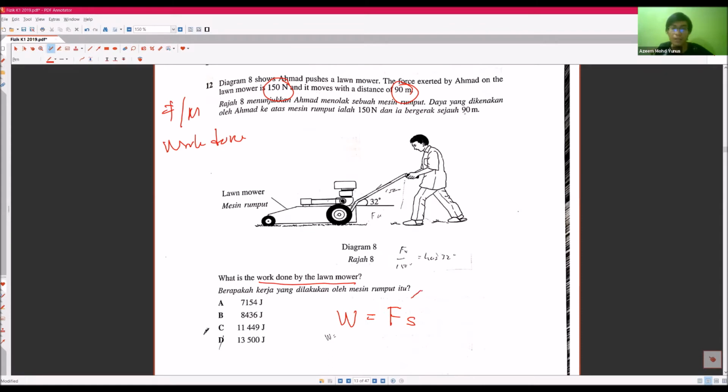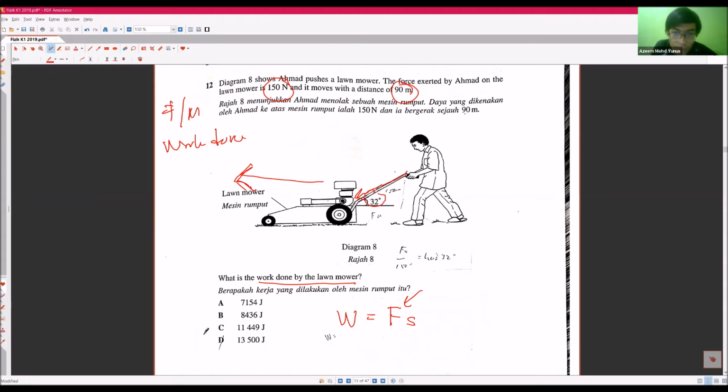The true definition of the work done is actually the force acted in the same direction as the displacement. So the work done is the product of the force that acted in the same direction of the displacement with the displacement. So that is the definition of the work done. So the force must be in the same direction. In this case, the lawnmower is moving in this direction, right, to the left. The force is actually slightly slanted downward, so it has an angle.